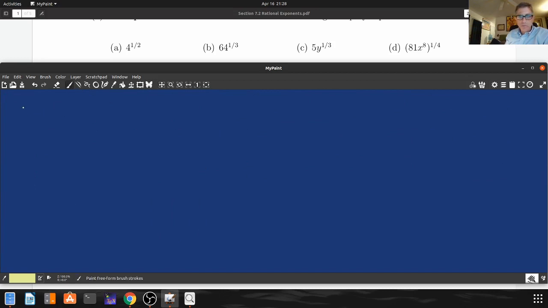So let's do example 1c. We want to do 5 times y to the 1/3 power. Well, you might want to isolate it this way. You don't have to. Y to the 1/3. But that's equal to 5 times the third root of y. And that's all we can do. There can be no further simplification of that.